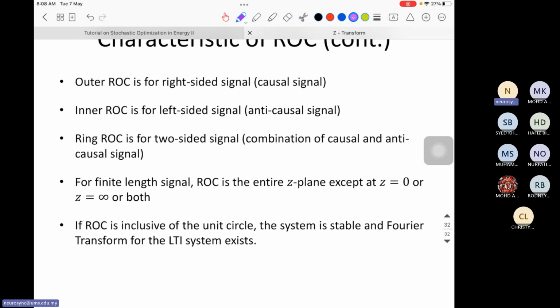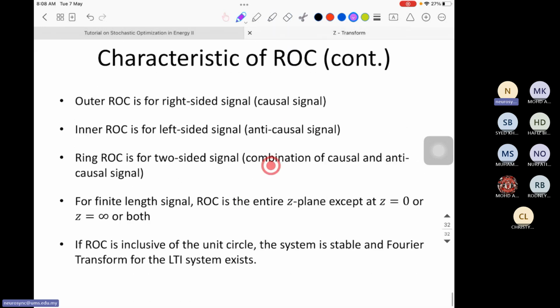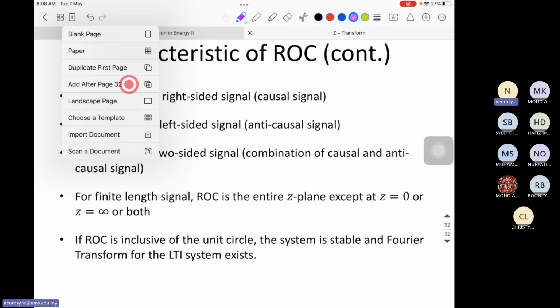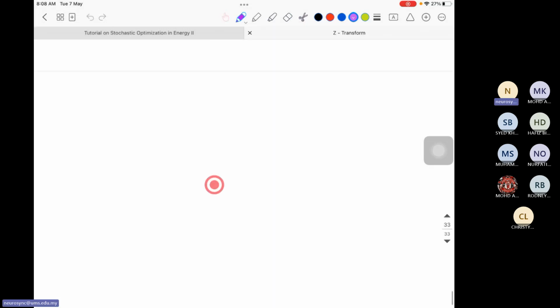If the ROC is inclusive of the unit circle, then the system is stable and the Fourier transform for this LTI system exists. So these are the important characteristics of the ROC. So this is about the stability. Is there any doubt regarding the stability of the system? Yes, student. I guess there is no doubt.